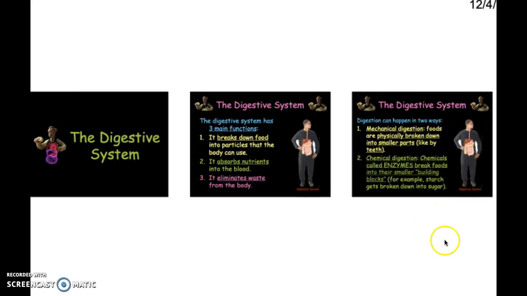Now, the digestive system actually can happen in two different ways. It can either be a mechanical digestion, or it can be a chemical digestion. To remember mechanical digestion, think of something that happens when you're chewing something. How you are physically trying to break down food into smaller parts, right? So when we put food into our mouth, we are breaking it down into a smaller, finer paste that can go down your throat, right? That is mechanical digestion.